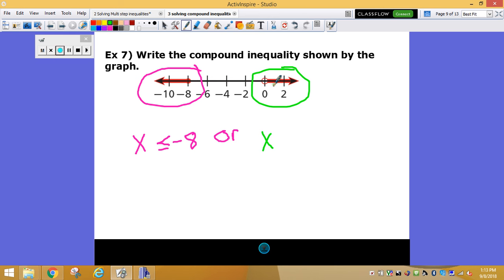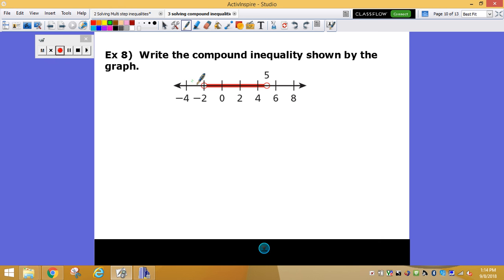Okay, now let's do this side. It's shaded to the right, which means it's going to go to the right. It's an open circle, which means I do not need to put a line under it. And the number it's at is 0. So that's the compound inequality for that graph.